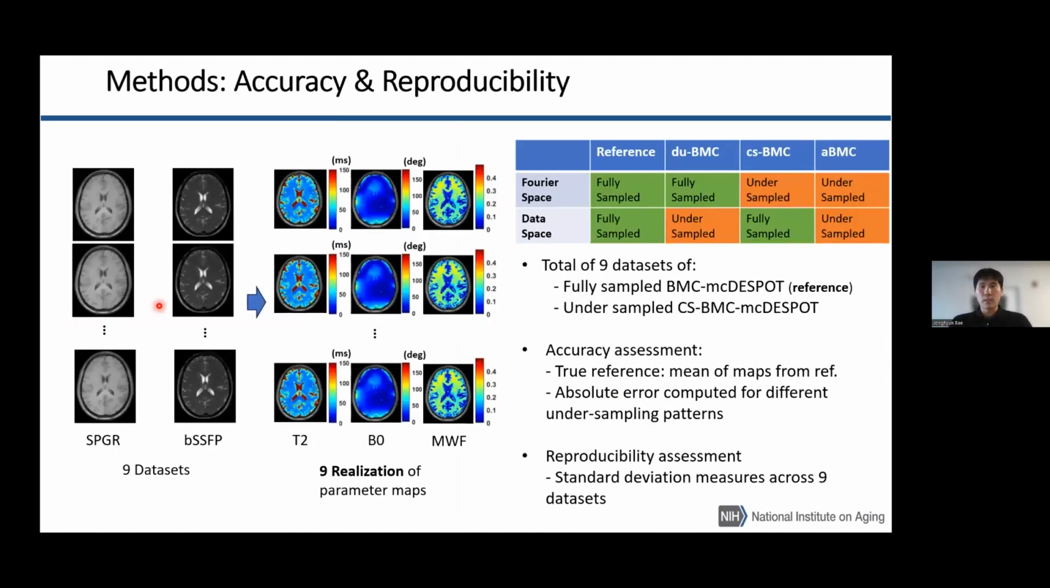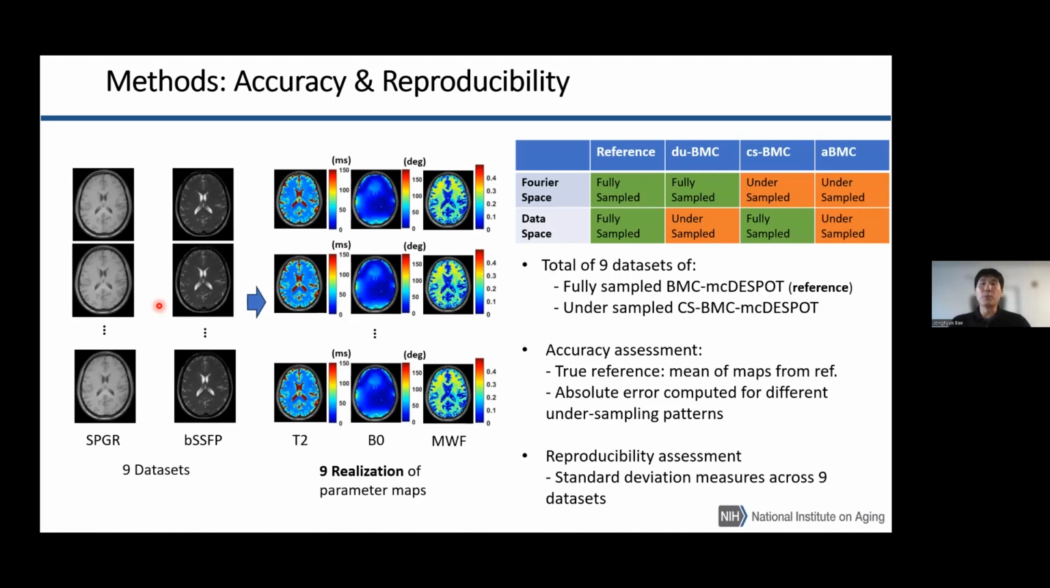So for the data set, we acquired the data set from a single subject, where we first acquired fully sampled data, followed by the K-space undersampled data for 9 data sets each. And for the accuracy assessment, we averaged the estimates obtained from data sets that were fully sampled in both domains and considered it as a true reference. And absolute errors were computed for different undersampling patterns against the true reference.